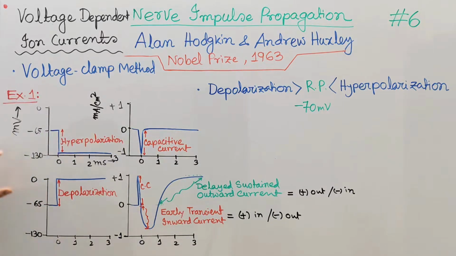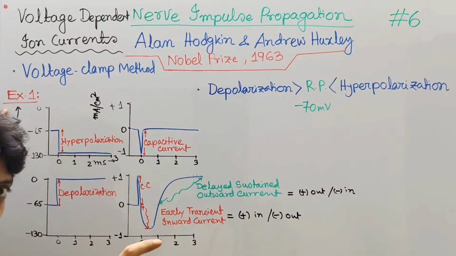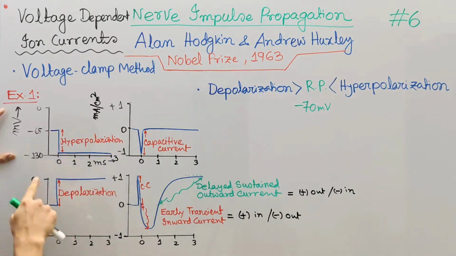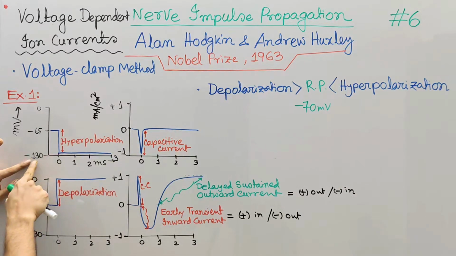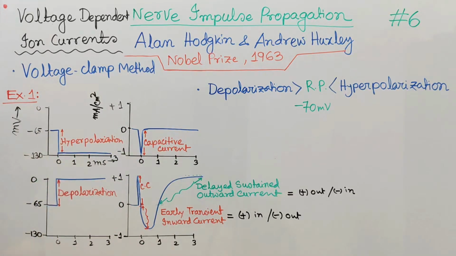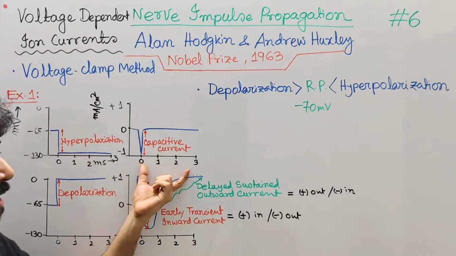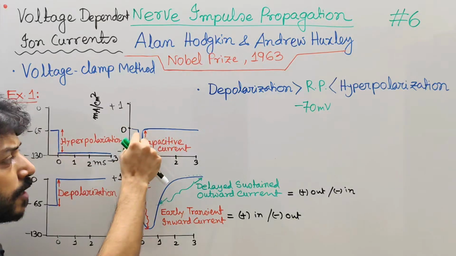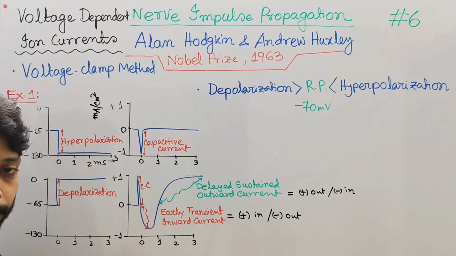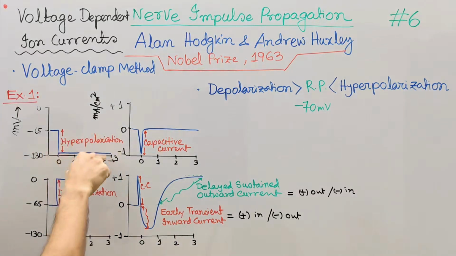Now at first let me explain the first situation that was done by Alan Hodgkin and Andrew Huxley. That is, they fixed the membrane potential of the neuron at minus 130 millivolt. Now, because this membrane potential is less than minus 65 millivolt, that is the resting potential here, we will call it hyperpolarization. So when they applied hyperpolarization on a neuron, they found that the neuron generates a very brief, little current that is called capacitive current, and it only lasts for a fraction of a second. So nothing very special occurred when they applied hyperpolarization.